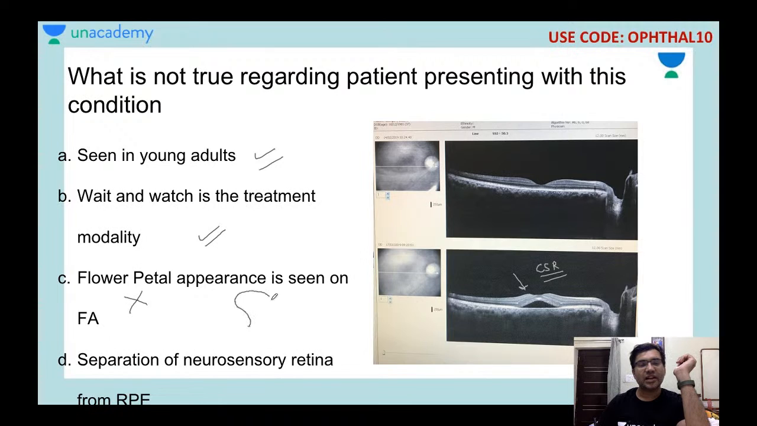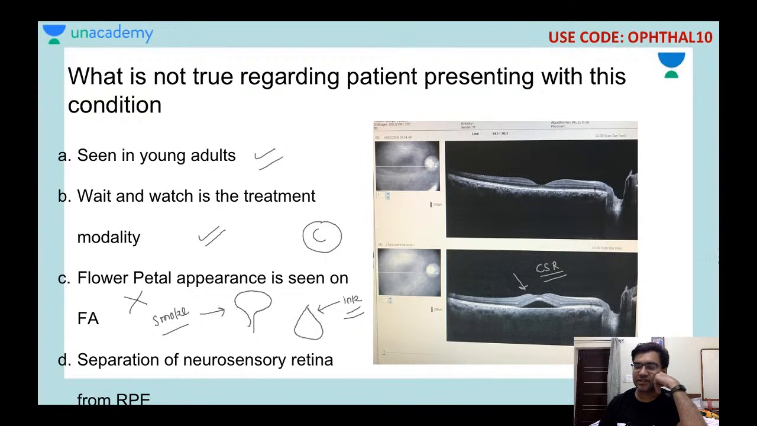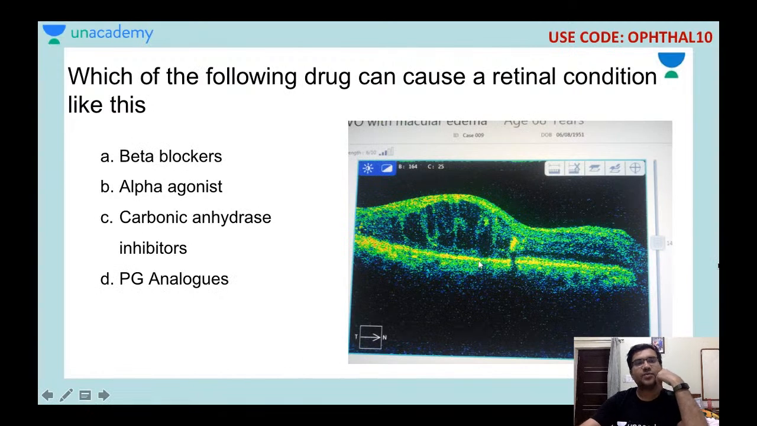You see an appearance like this or an appearance like this. Okay, this is called smokestack appearance, and this is called the ink blot appearance. Okay, so the answer here is C. Is it clear, Rafi? Chalo. Let's move to the next question.